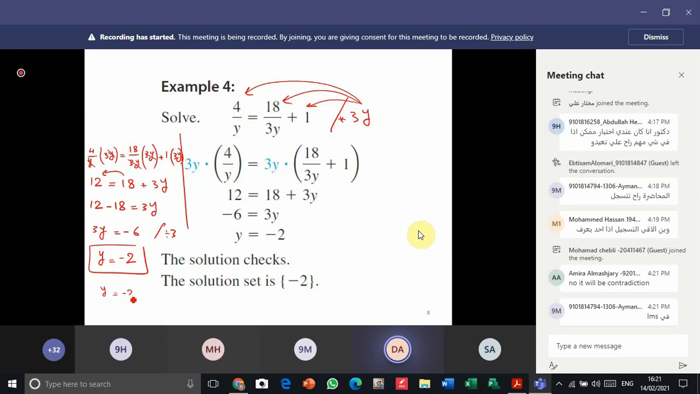For example, minus 2y equals 0. So remove only 0. Okay, remove only 0. So this has a solution and this is conditional.